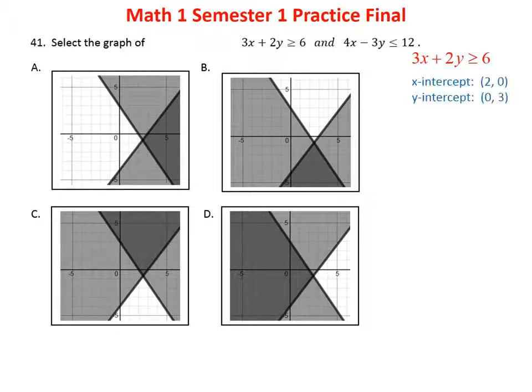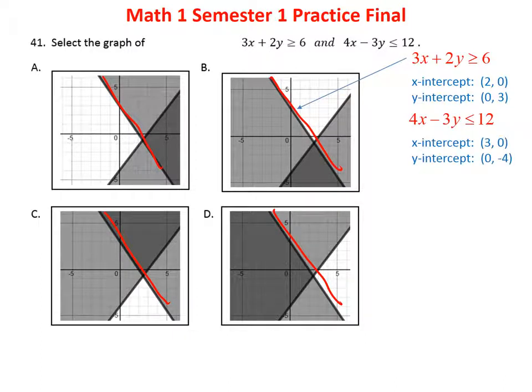So for 3x plus 2y, the y-intercept is (0, 3) and the x-intercept is (2, 0). That means this line here, on each of them, is our first equation. Okay? And in the second one, notice the intercepts are (3, 0) and (0, 4). Don't remember how we got that? If you let y be 0, then you get 12 equals 4x, and if x is 0, y is 12 divided by 3, which is 4. So that means this is the first equation and this is the second equation.